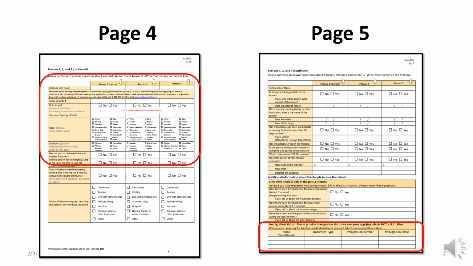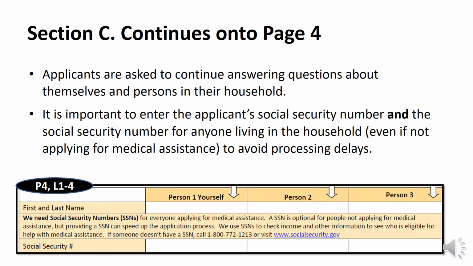We're now going to be looking at the top section of page 4 and the bottom of page 5 of the KanCare application for the elderly and persons with disabilities. In this section, we'll address citizenship and immigration status and SOBRA questions. Section C continues on to page 4.